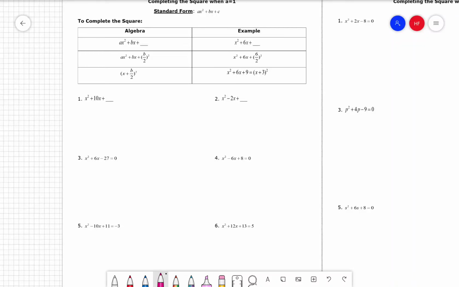Alright, so today is December 1st, and we're going to be completing the square when a equals 1. So whenever that first coefficient is 1, we're going to complete the square for today.